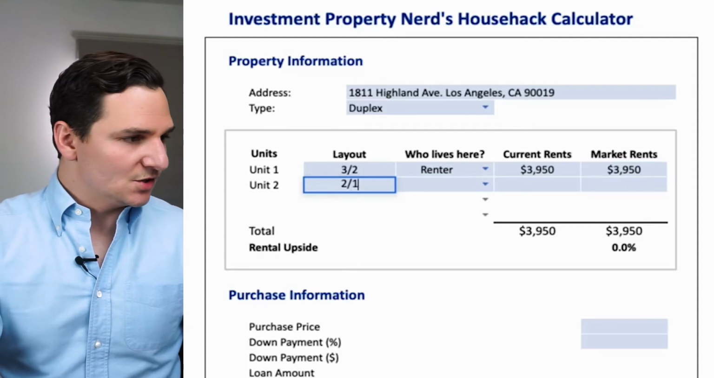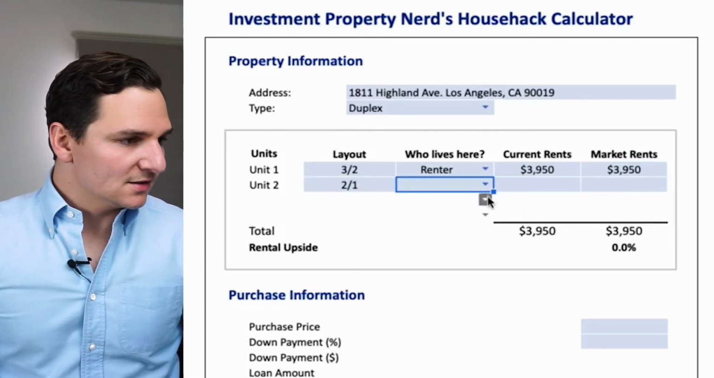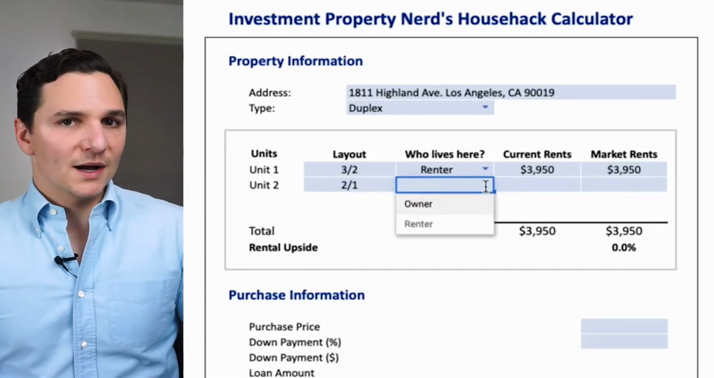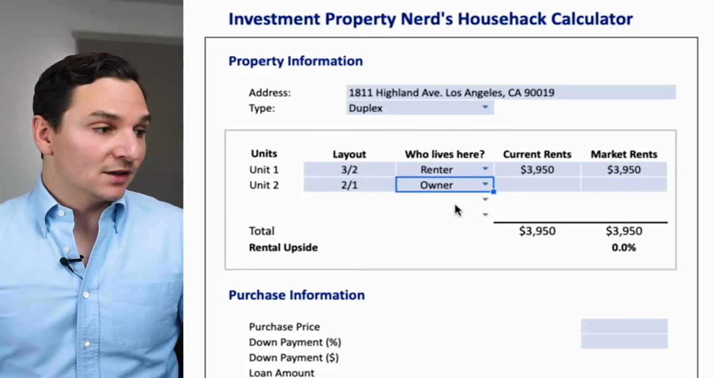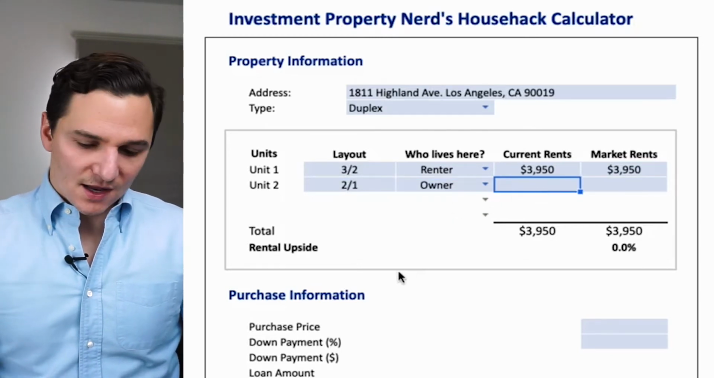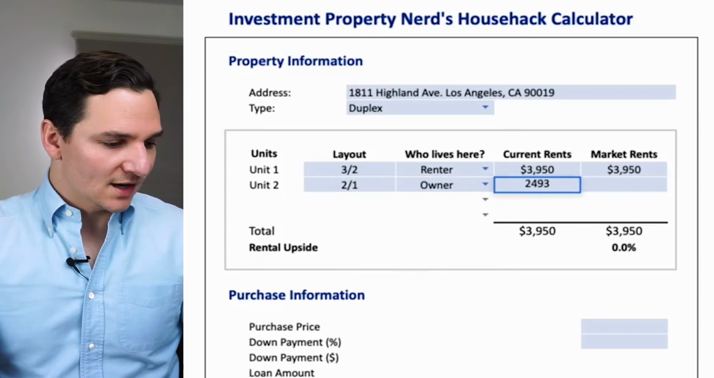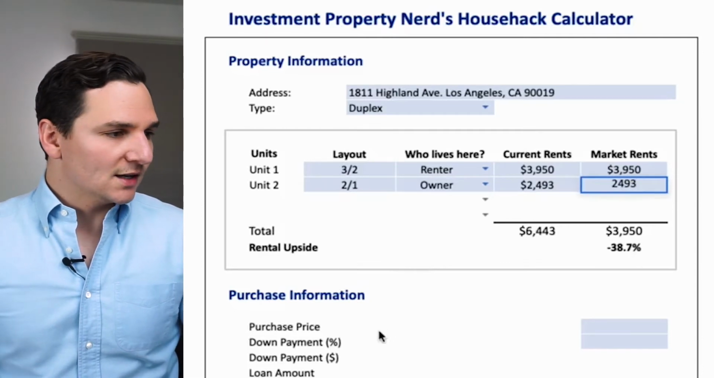Unit 2, as we said, is a 2-1. And I'm going to hit this little triangle here. It's going to give me a drop down. This is the unit that I would live in as the owner. And the market rent here is $24.93, $24.93.